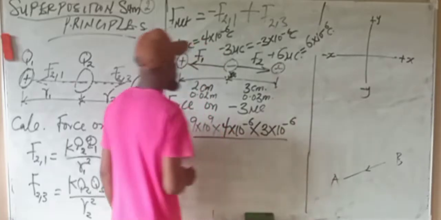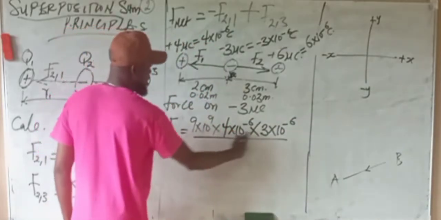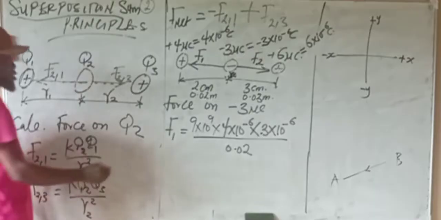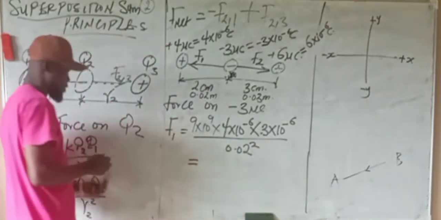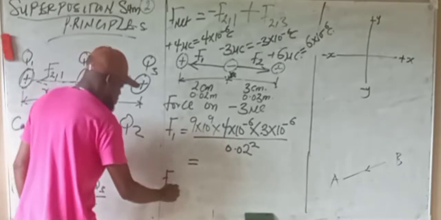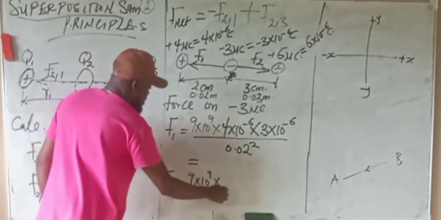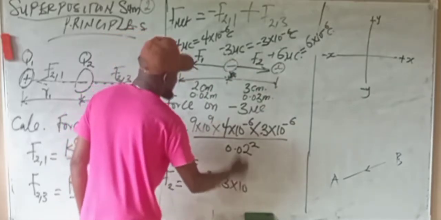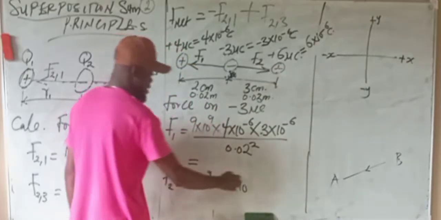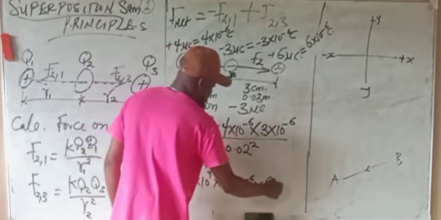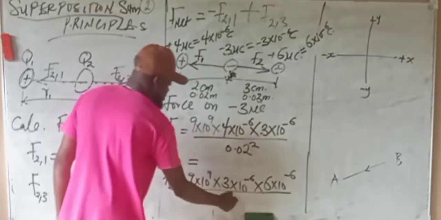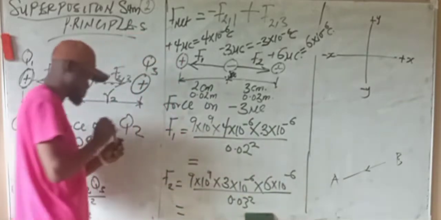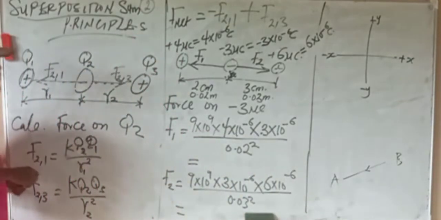Then over, what is the distance between this and this? The distance between 4 and 3 is 0.02. Remember, it is their distance square. So we have our answer here. And the next one, our F2, will be K, 9 times 10 to the power 9, times 3 times 10 to the power minus 6, times 6 times 10 to the power minus 6, over 0.03 square. F2 is between this and this. Remember, we don't add their signs to the charges. Just take the magnitude only. This is very, very important.